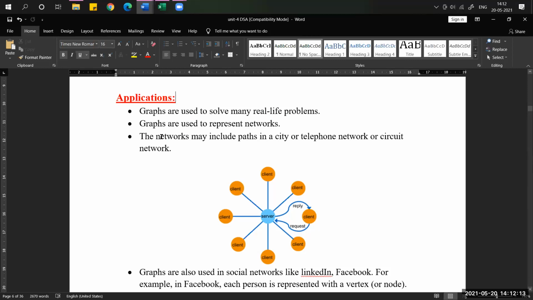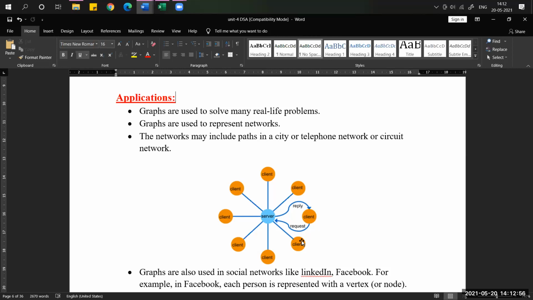Graphs are also used to represent networks. What does network mean? For example, if you take a college, all the client systems will be connected to the server only. Here the clients will be treated as nodes, and they are connected to the server, which will be treated as the main root. Like that, graphs are used to represent networks.